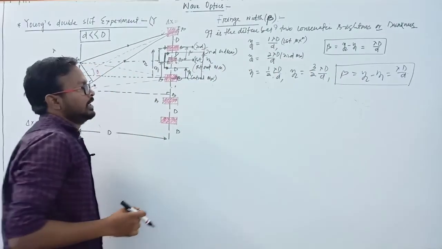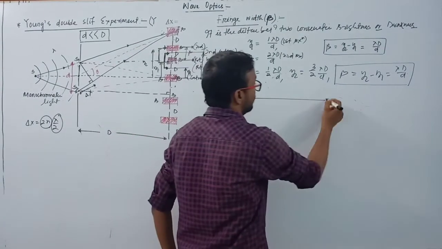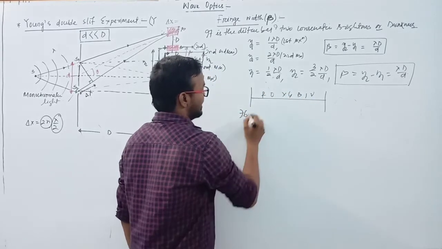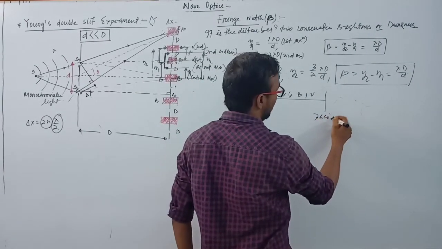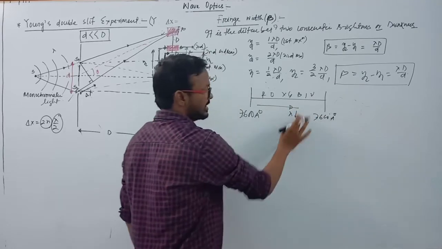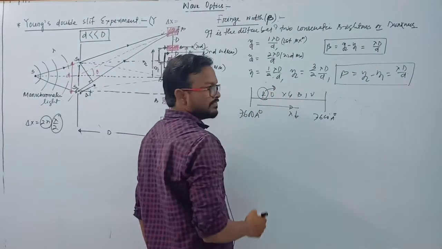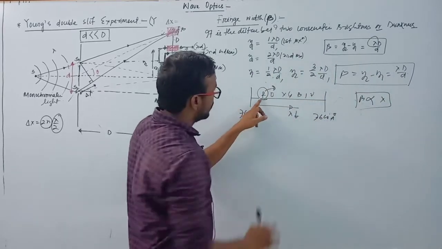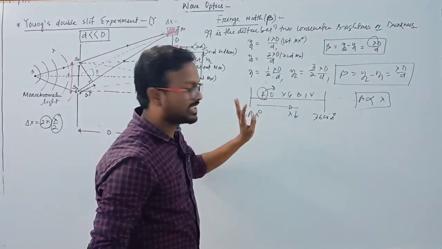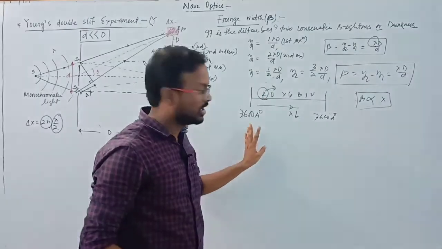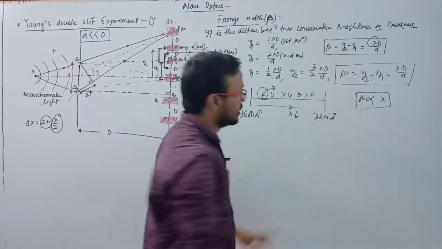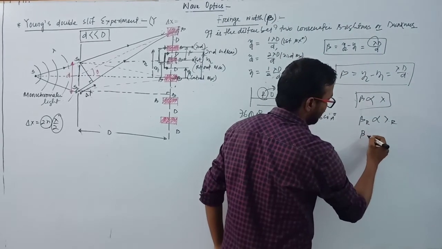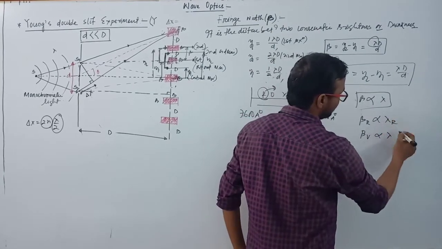Clear? Okay. There are different colors of light visible to us, VIBGYOR, with wavelengths from 7600 angstrom to 3600 angstrom. If you move in this direction, the wavelength decreases. So red has the maximum wavelength, and the fringe width beta is directly proportional to the wavelength lambda. Red light has a wavelength of nearly 7600 angstrom, but violet light has 3600 angstrom. So the fringe width of red is directly proportional to the red wavelength, and similarly beta for violet is directly proportional to the violet wavelength.